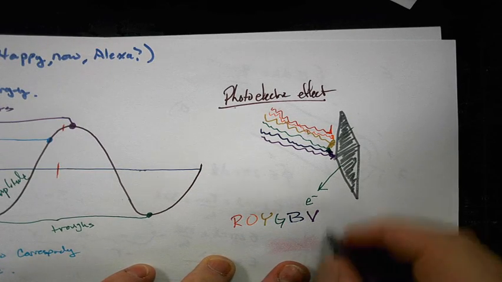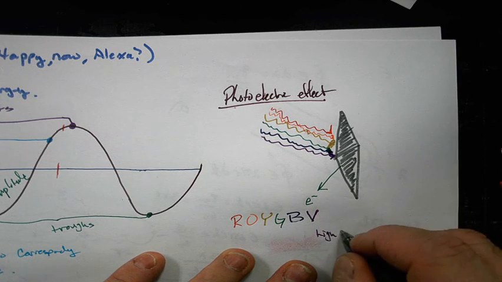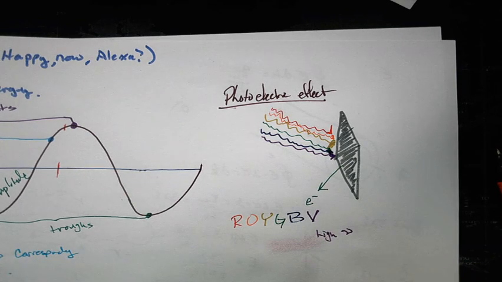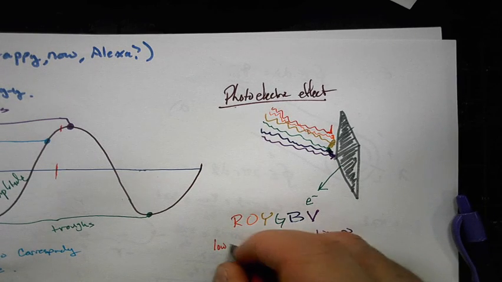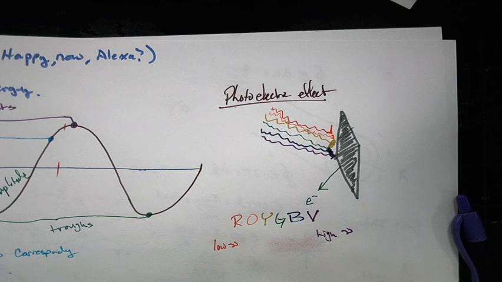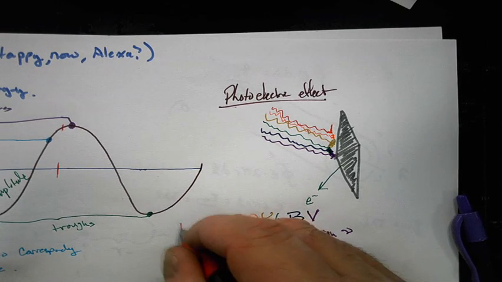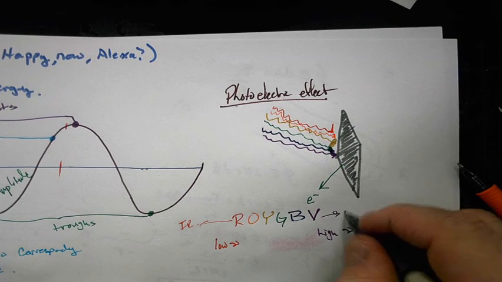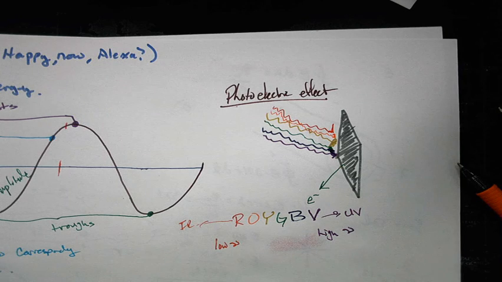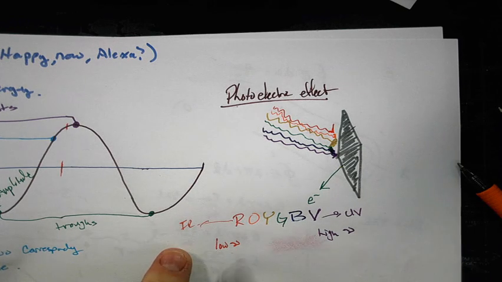violet light has a very high frequency, has a large nu. Red has a low frequency. Now, we also know that it extends out here, because then we have infrared, and this way we have ultraviolet, which is your black light, which you asked about the other day. You can't see these. Although we do have some species on the planet that can see infrared.